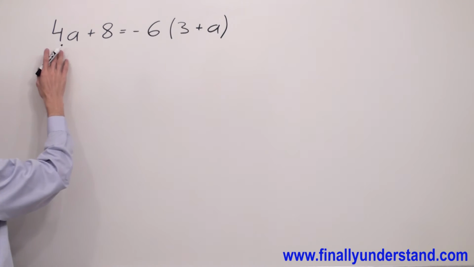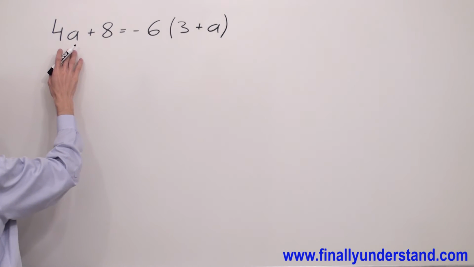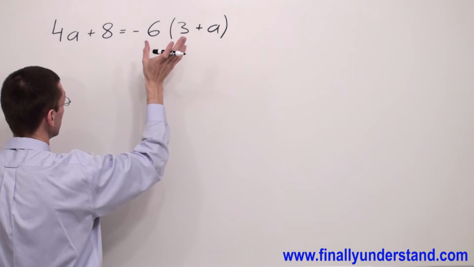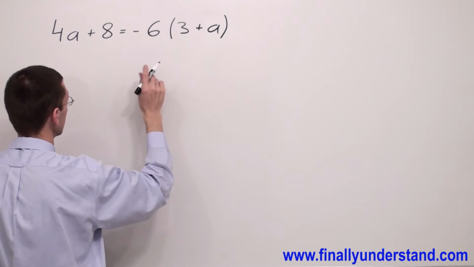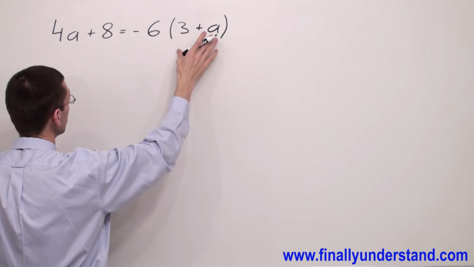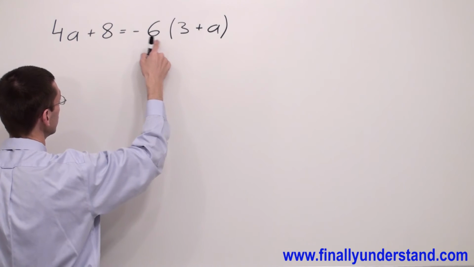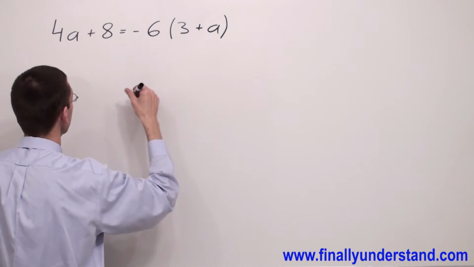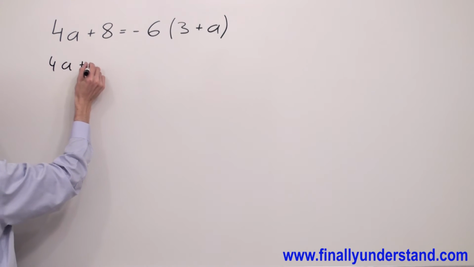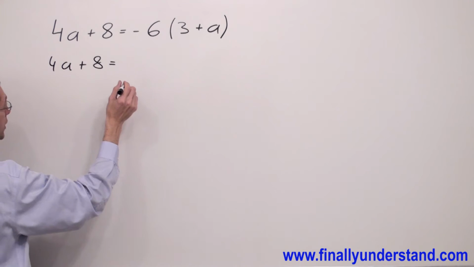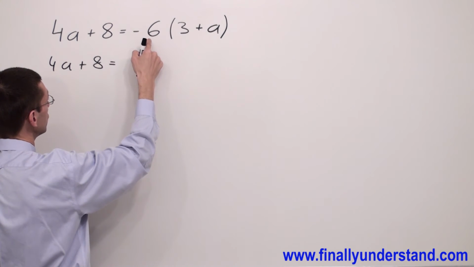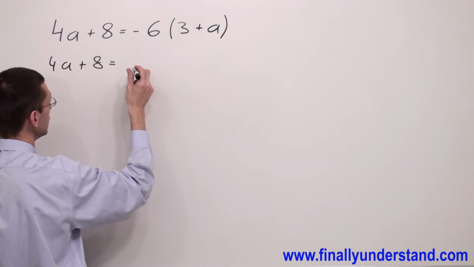We have 4a on the left side of the equation and I have a inside of the parentheses on the right side of the equation. So in order to pull out this a from the parentheses, I have to apply the distributive law and eliminate the parentheses first. I have 4a plus 8 on the left side of the equation, and as we said, we have to multiply minus 6 by every single term inside of the parentheses.